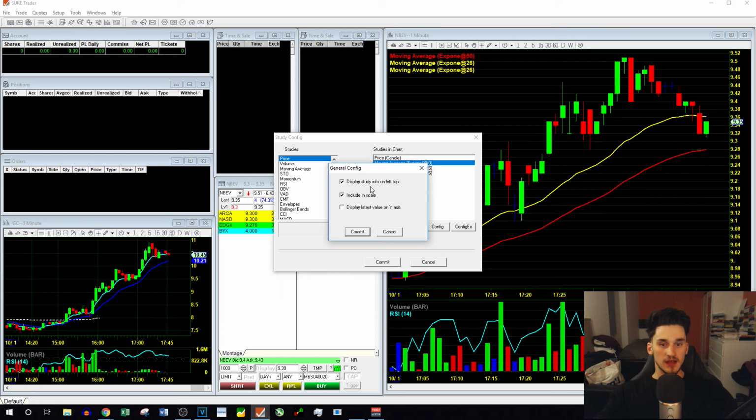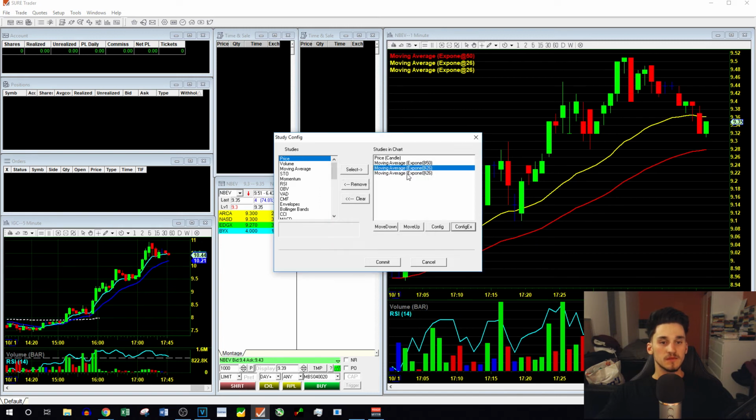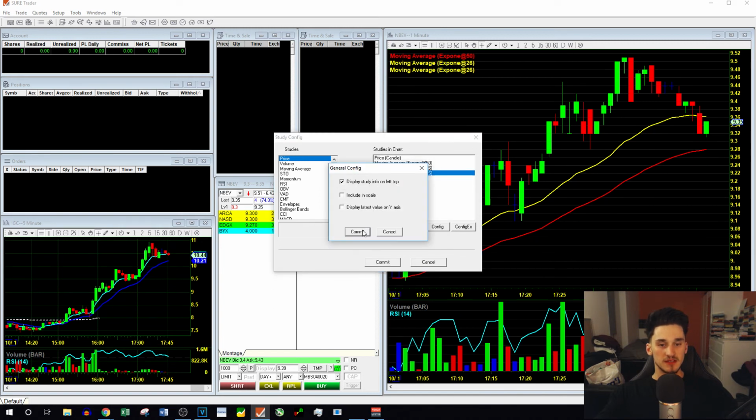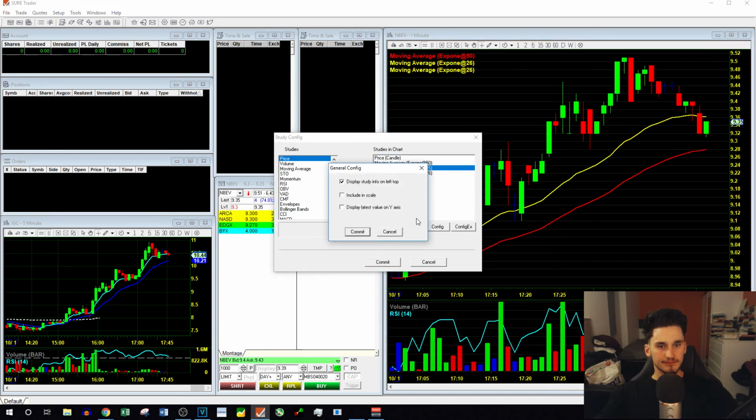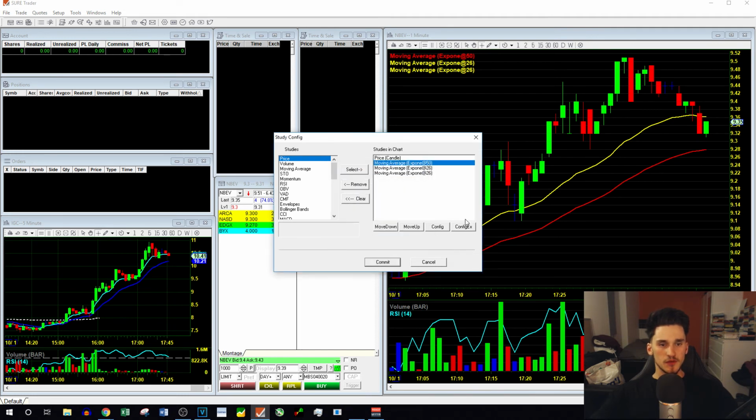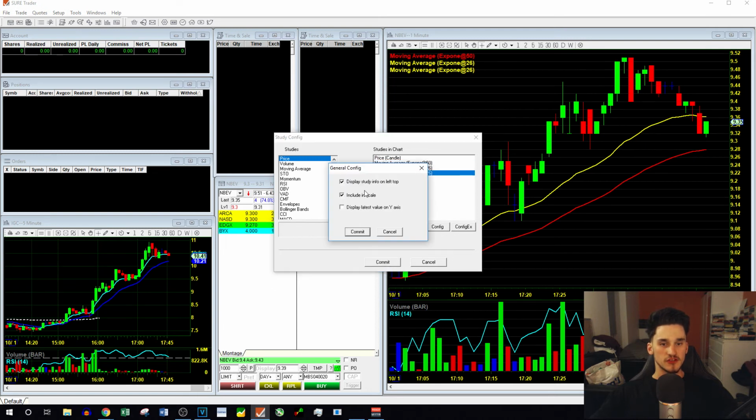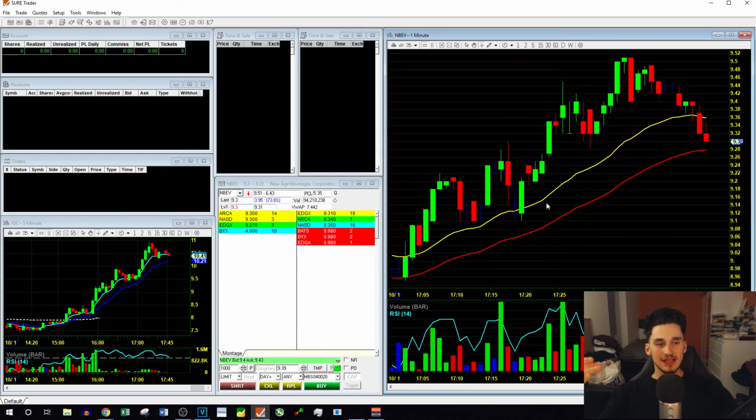So config, and then we basically include in scale, we unclick that one, and if we do it for the rest quickly, just to take those ones off, then you'll be able to see the chart looks so. If we take them off the screen just so it looks a lot cleaner, like so. So we still have the moving averages on there, but we don't have to see the title in the top left hand corner.